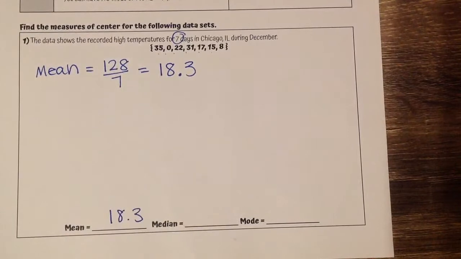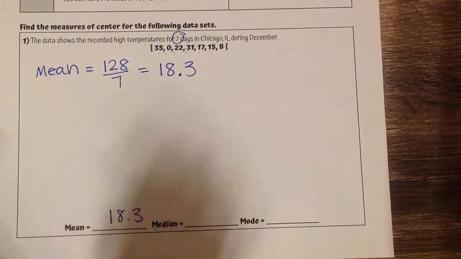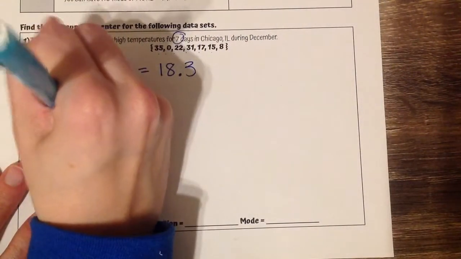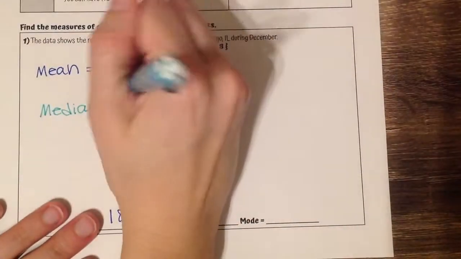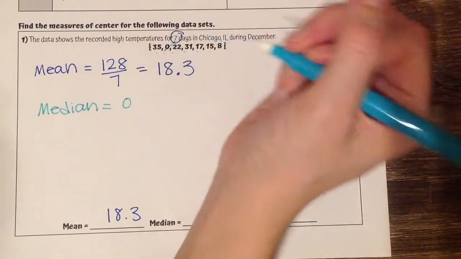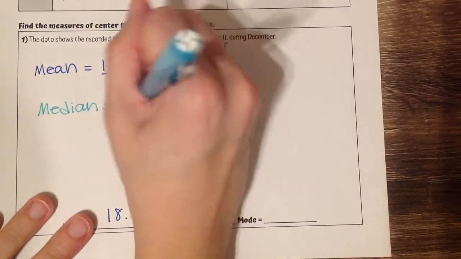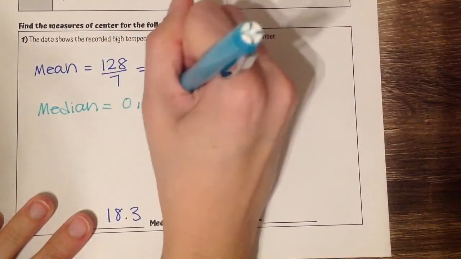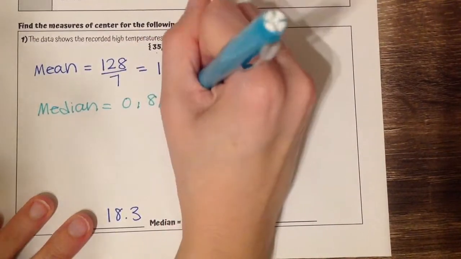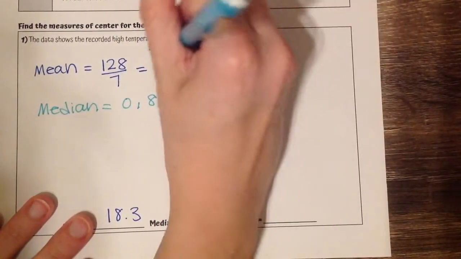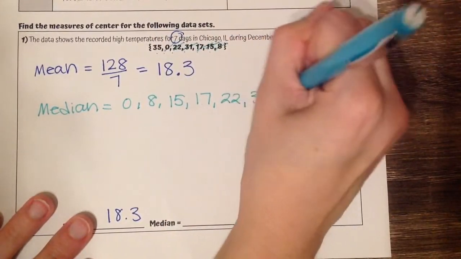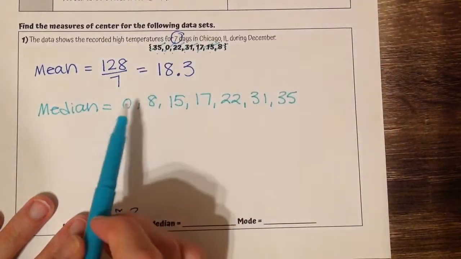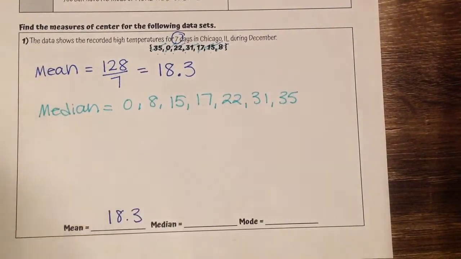All right, for the median, we should be putting it in order from least to greatest. So we've got 0, then 8, then 15, 17, 22, 31, 35. I'm going to double check to make sure I have 7. 1, 2, 3, 4, 5, 6, 7.